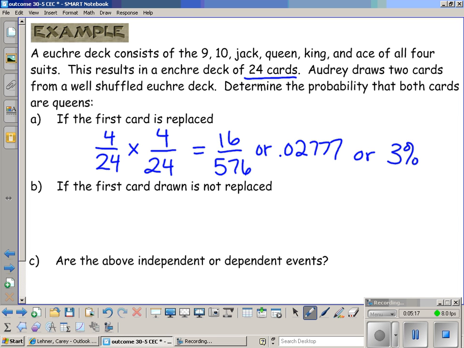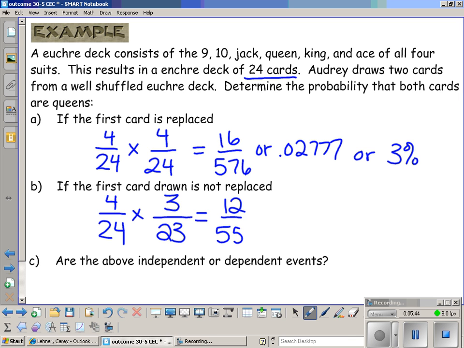So she has approximately a 3% chance of drawing both queens, putting the first one back in the deck. How about if the first card drawn is not replaced? So we pull it out and we leave it out, and then we draw the second card. Well, the first probability is the same. There are 4 queens out of 24 cards. But now we've pulled out a queen. Now there's only 3 queens left in the deck. There's only 23 cards left in the deck. Multiply those together, we get 12 over 552, which can be written as 0.0217, or approximately 2%.